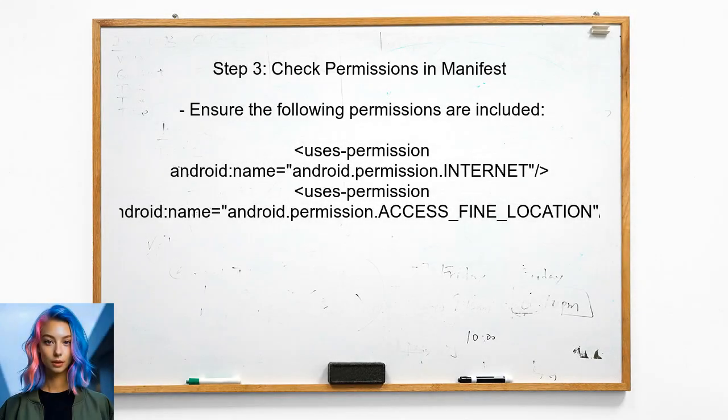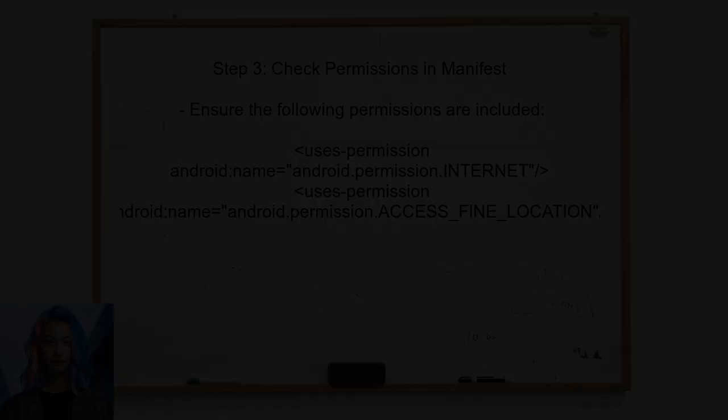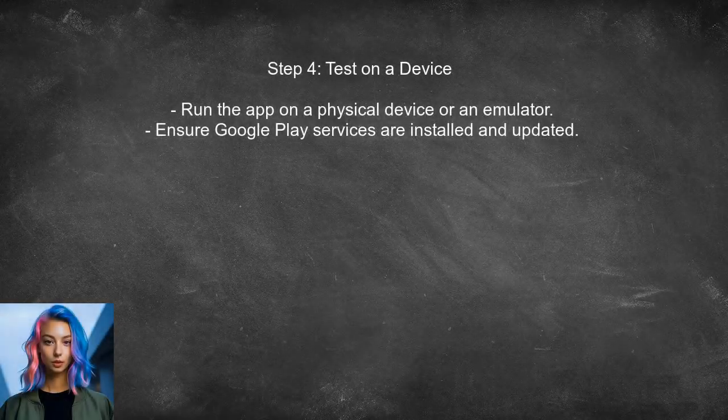After confirming the API key, the user should verify that the necessary permissions are included in the manifest. This includes permissions for internet access and location services. Finally, the user should test the application on a physical device or an emulator with Google Play services installed. This is important because the map may not display correctly on devices without these services.